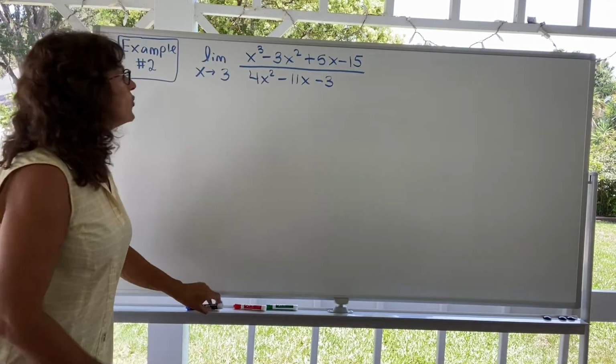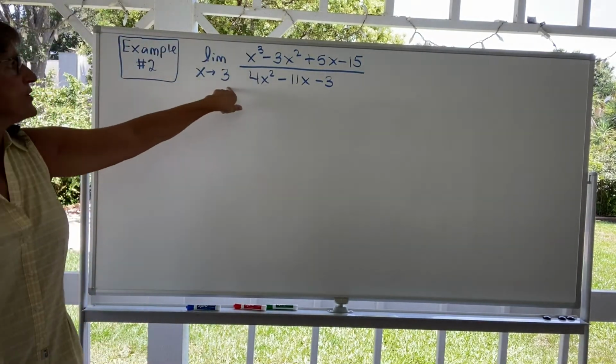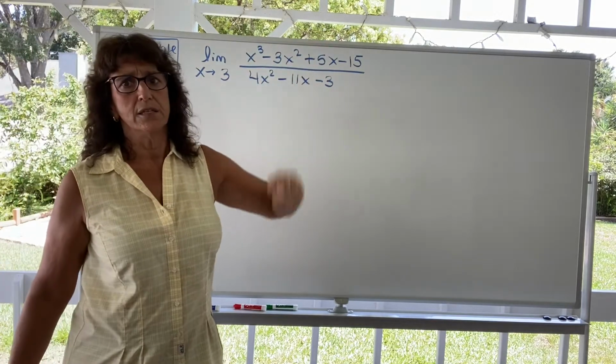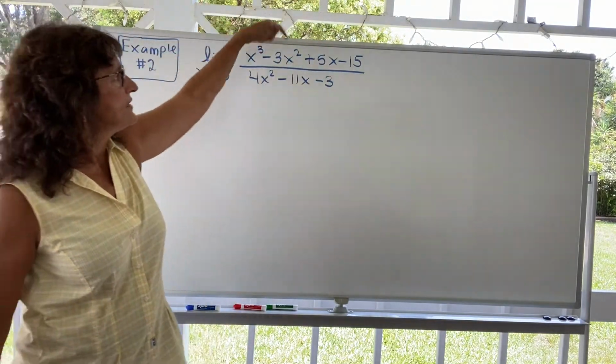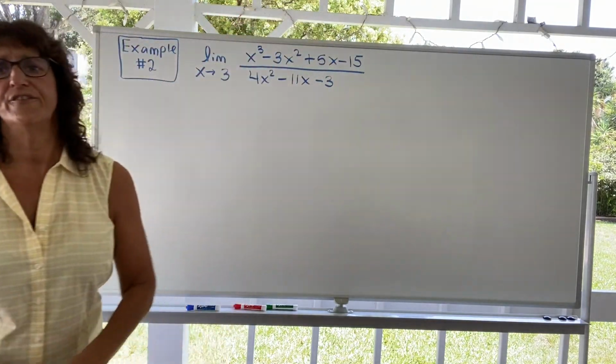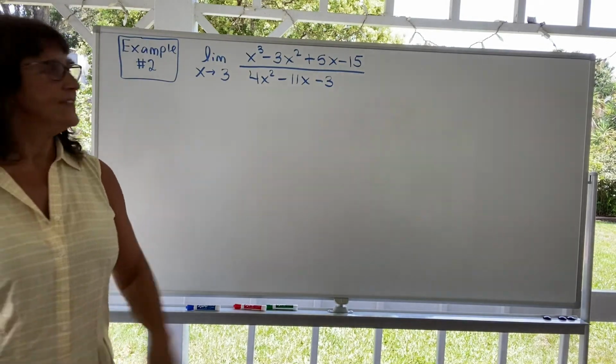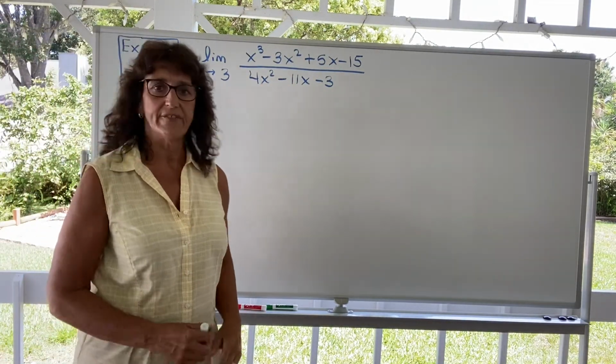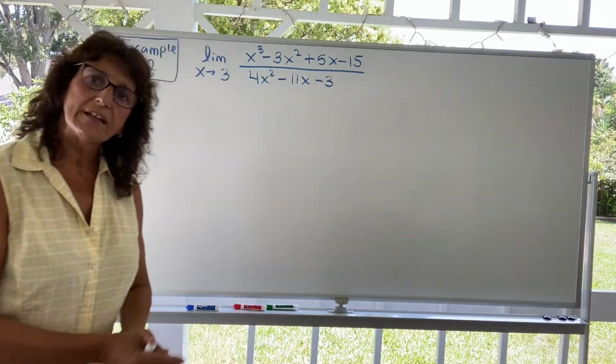All right, we want to take the limit as x approaches 3 of, well, we've got a cubic in the numerator. Can you see it? x cubed minus 3x squared plus 5x minus 15. We've got a quadratic in the denominator, 4x squared minus 11x minus 3. Let's take a look at this, okay?